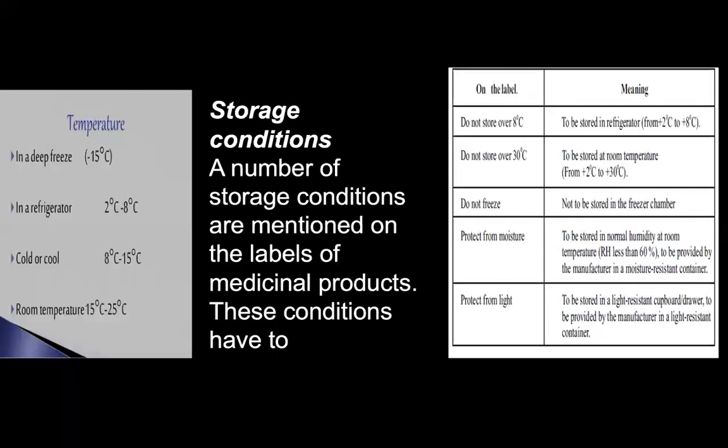If written do not store over 30 degrees, it means to be stored at room temperature, from 2 to 30 degrees Celsius. If do not freeze, it is not to be stored in the freezer chamber. Protect from moisture means to be stored in normal humidity at room temperature, in a moisture resistant container provided by the manufacturer. If protect from light, it is to be stored in a light resistant cupboard or drawer, or in a light resistant container provided by the manufacturers.